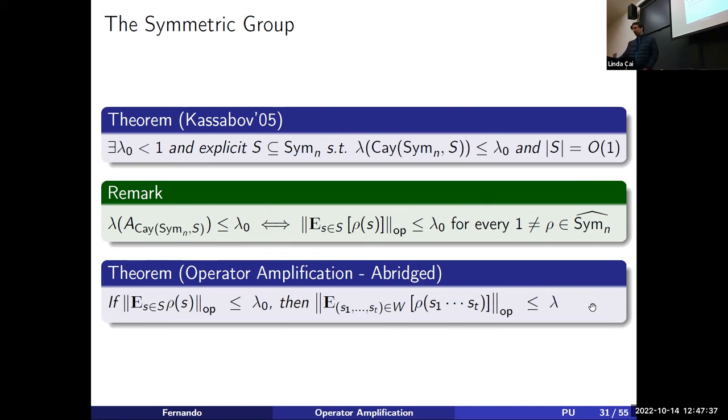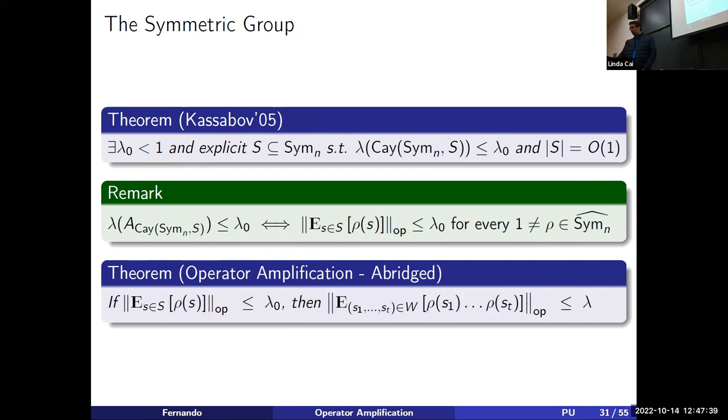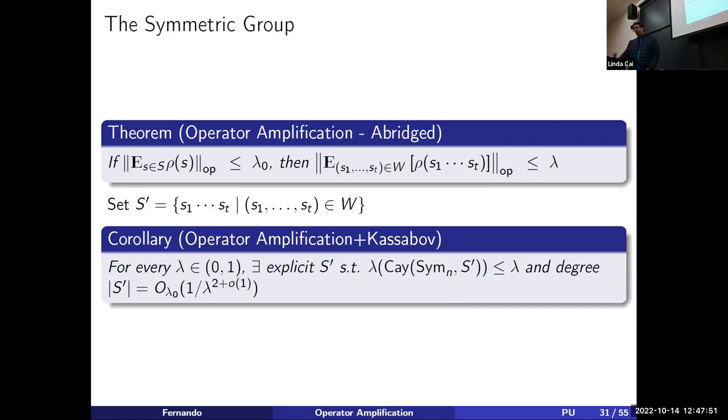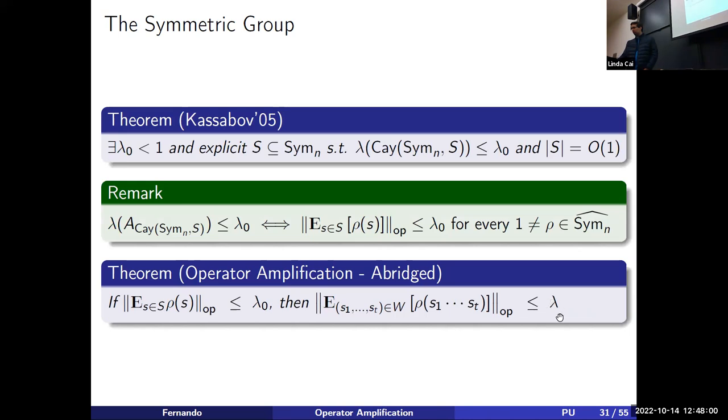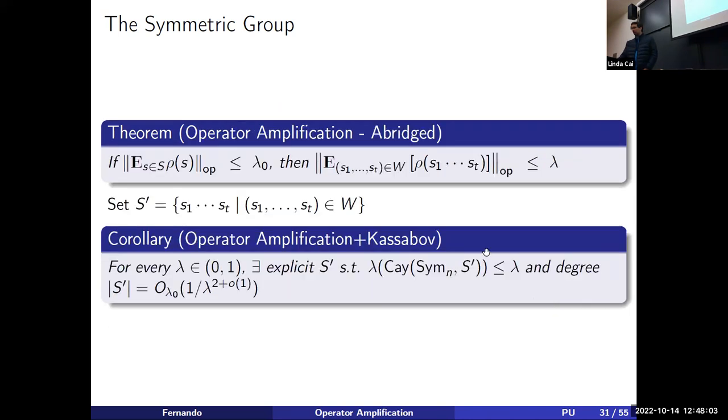Very good. And we can use the homomorphism property, right? We said that applying rho of S1 and so on is the same as multiplying inside the function, right? And with this, it allows us to define a new generating set. If you take all products like this, this gives us a new generating set. And from what we said, amplification happened, right? So the operator norm of every non-trivial irreducible is lambda. Very good. So for any desired lambda that we wanted, we managed to construct an explicit S prime that has expansion lambda.